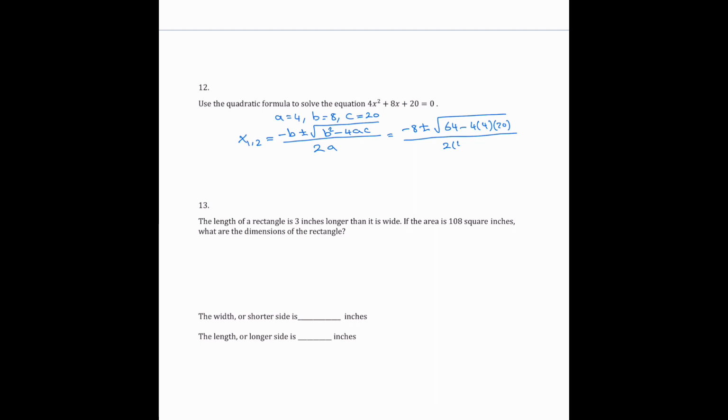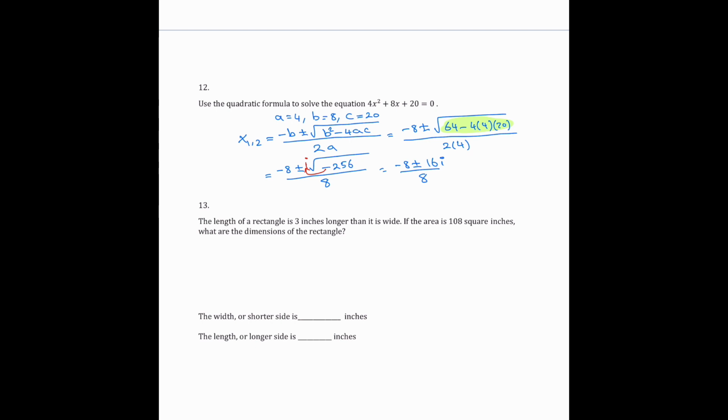Now, I know immediately, because the discriminant here is going to be negative, that I will get two complex numbers. So let me finish this up. This is going to be negative 8 plus or minus the square root of negative 256 over 8, which is going to be negative 8 plus or minus 16i. Remember, the negative comes out as i, and the square root of 256 is 16.